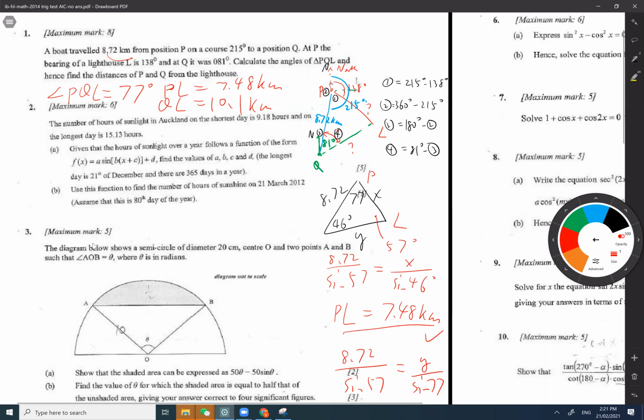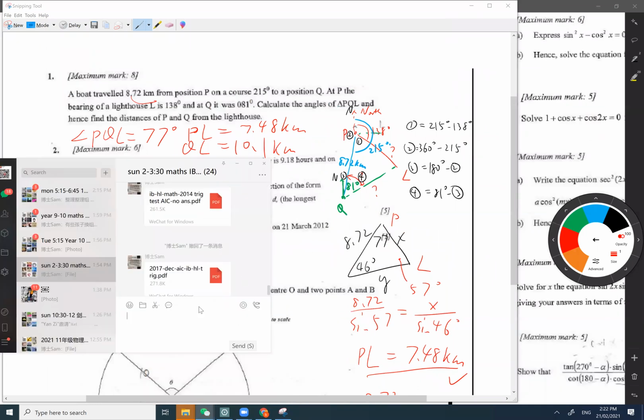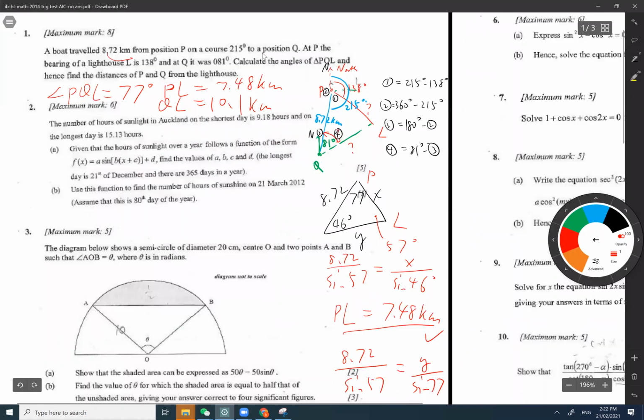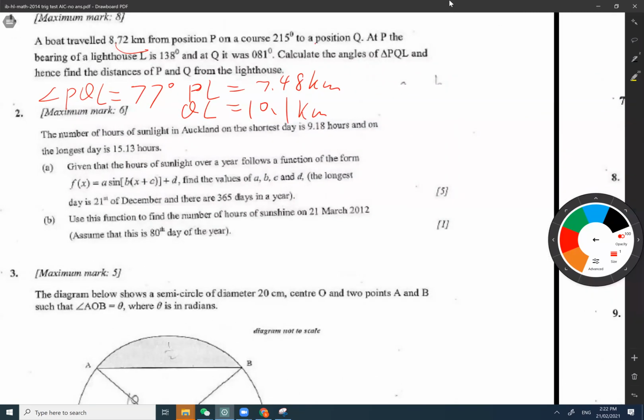Sunlight of Auckland. Try to find this part about trig modeling. Trig modeling. Number 2. Minimum value.